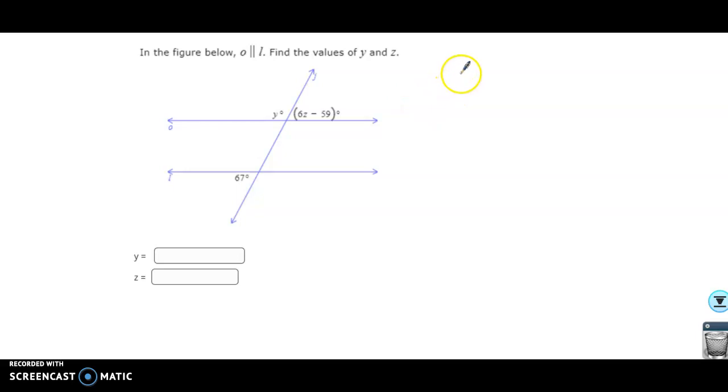This is the most fun one of the day. Okay, this is the best one. They want to find Z and Y.